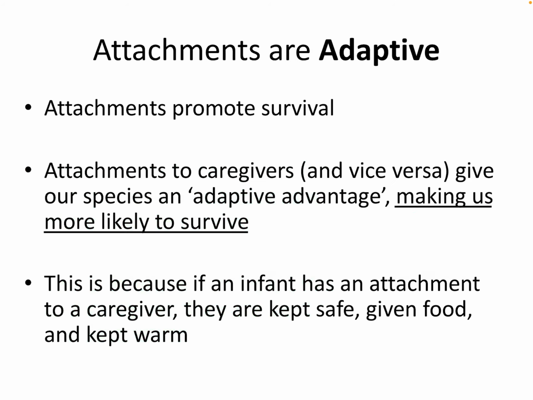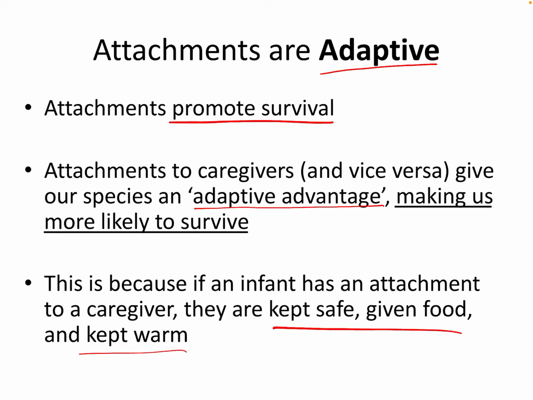So we're going to start off by looking at attachments being adaptive. By this, it means that attachments increase our chances or promote survival in humans. Attachment behaviours have evolved and endured because attachment promotes survival. Attachment to caregivers, and vice versa, gives our species an adaptive advantage. It makes us more likely to survive, because attachments encourage proximity and learning and sort of safe base exploration. So it really encourages behaviours that keep an infant fed, safe, warm, and close by the caregiver who can provide protection from danger. So the first element of Bowlby's monotropic theory is that attachments are adaptive because they provide humans with a survival advantage.